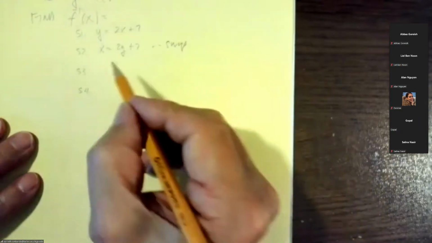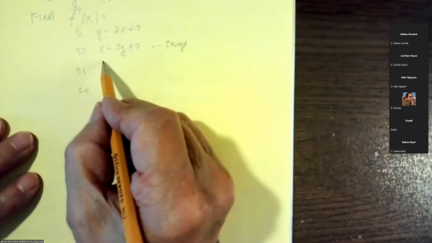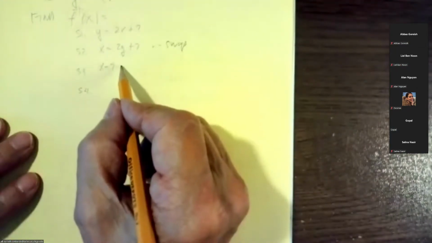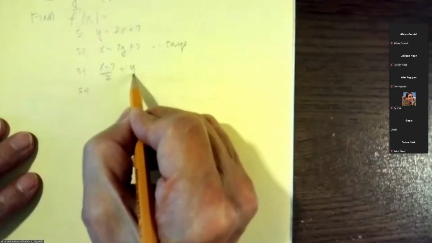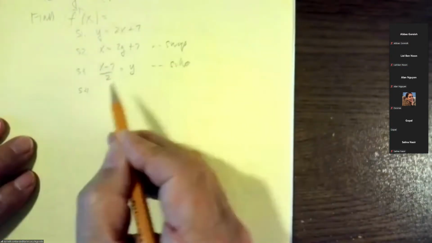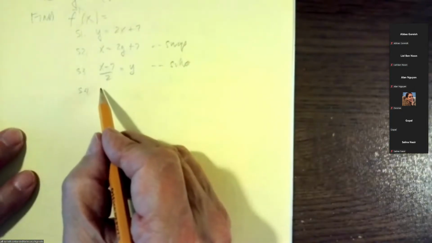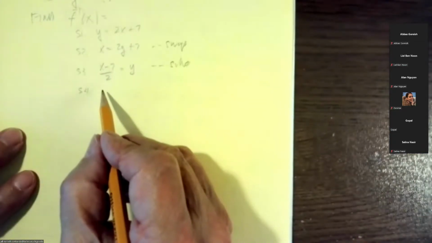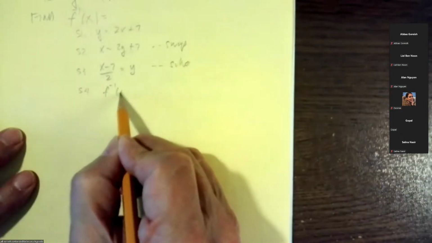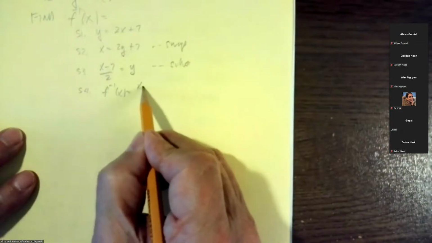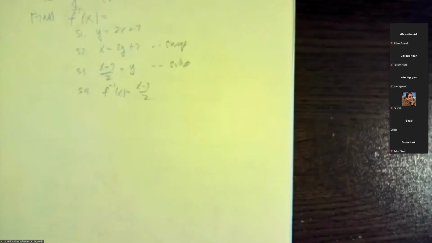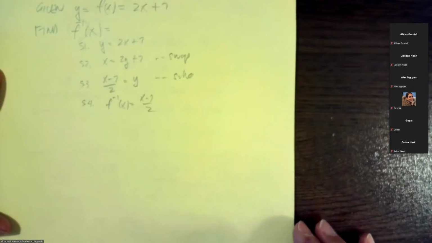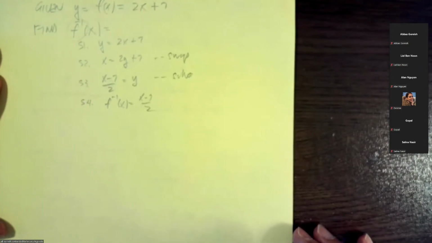And then for solving for y, I subtract 7 from both sides, so I get x minus 7 equals 2y. Then I divide both sides by 2, so I get y equals x minus 7 over 2. So I replace the y with f inverse of x, x minus 7 over 2, right, Gopal? Yeah. Okay. Everybody agree? Yes, x minus 7 over 2.